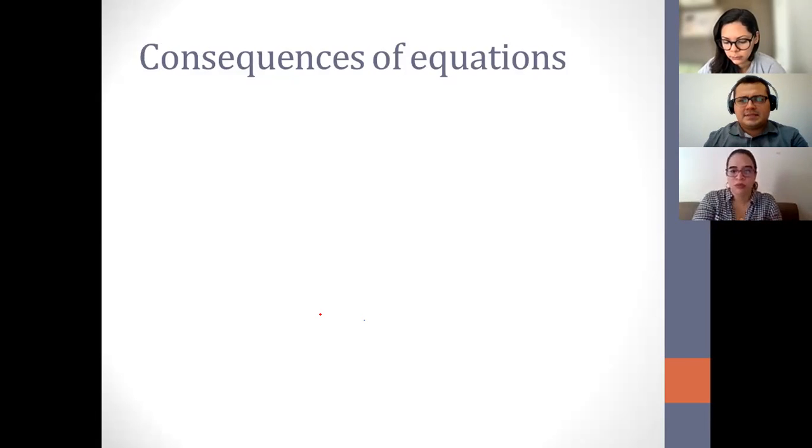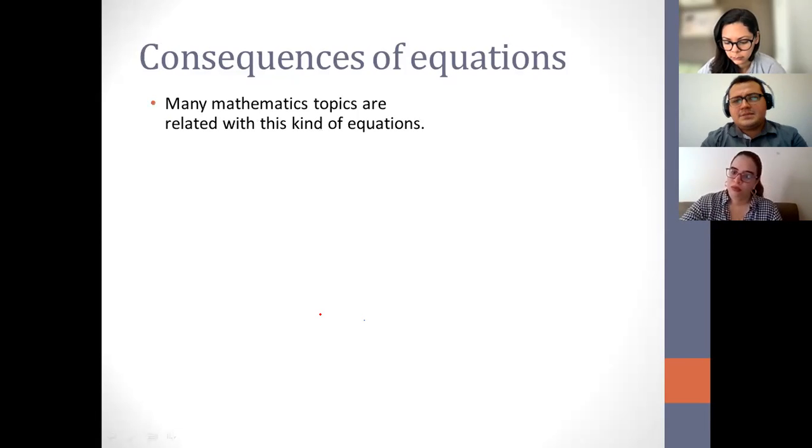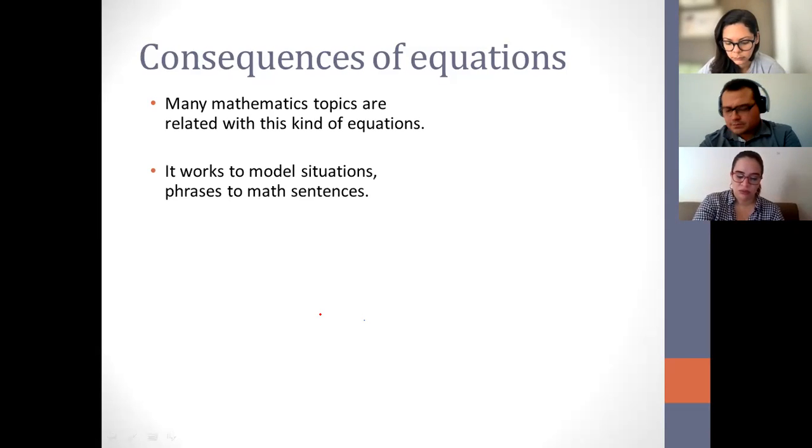Well, either the 1% is lesser than this, because at the end, using equations in physics, using equations in chemistry, using equations in biology, in other areas, you see that it has a big impact. So what are the consequences in mathematics itself? Okay, first of all, there are many mathematics related with equations. This is the first situation. The second situation is that what you do with equations is model situations.